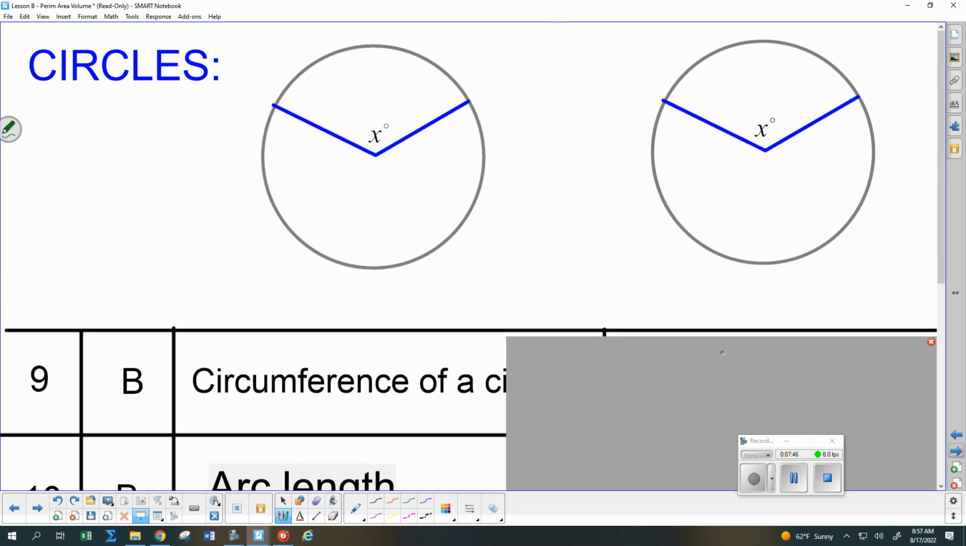So let's begin with the circumference of a circle. First off, who can tell me what in the world we're talking about when we talk about a circumference? And then we'll talk about the formula for it. But what's the idea of a circumference? What is it, Alex?